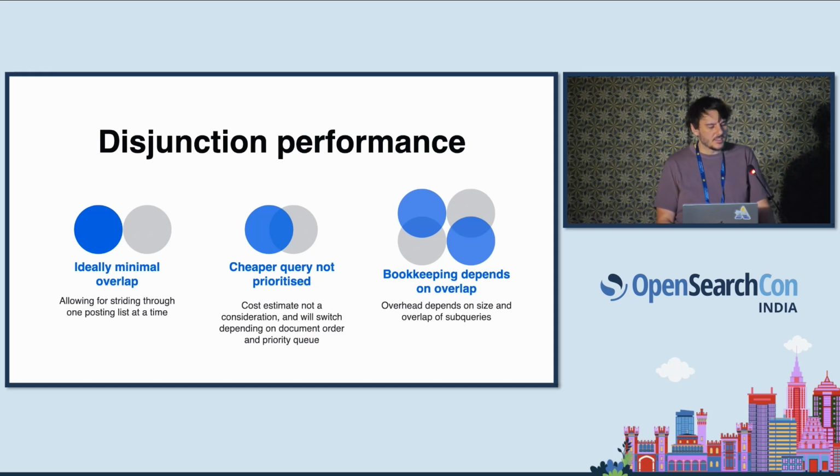So similarly, ideally, there's minimal overlap. This means it can stride through one postings list at a time, and it doesn't have to do as much bookkeeping. How cheap a query is not prioritized as part of this. So you need to really consider all paths of your disjunction, and the subquery that might be chosen is essentially at the whims of what the priority queue decides is the current subquery to iterate through.